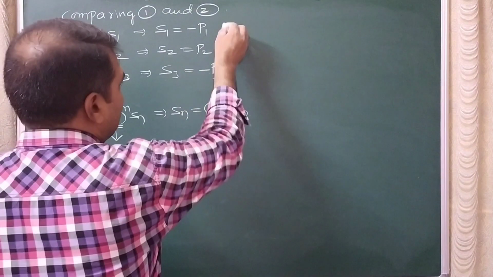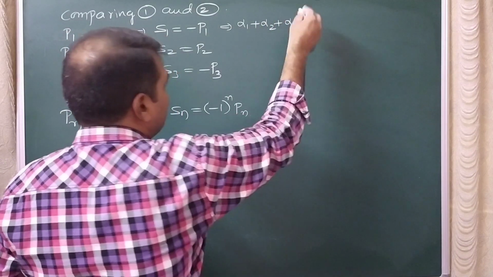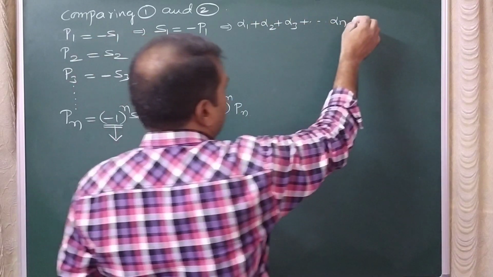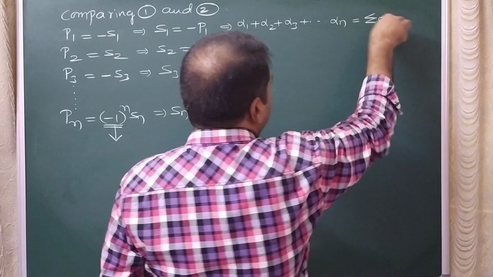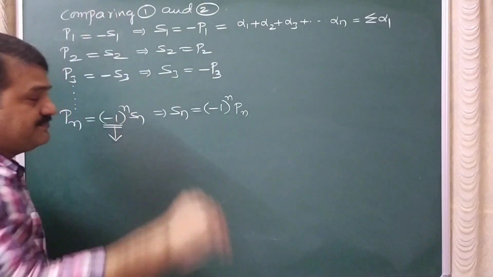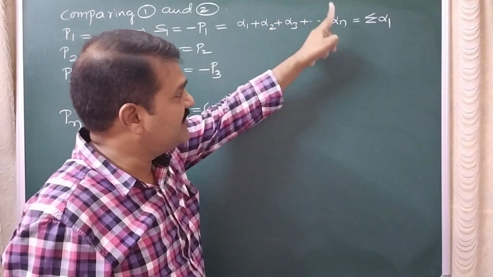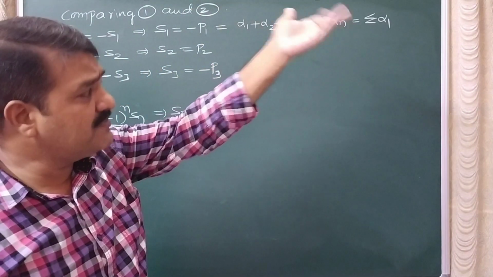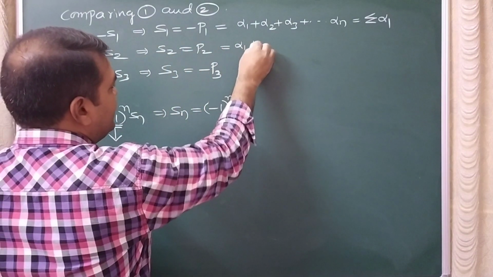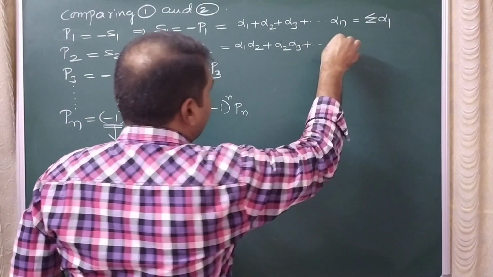So S1 is actually alpha 1 plus alpha 2 plus alpha 3 plus so on up to alpha n, which we can simply write as sigma alpha 1. I will continue like this. S1 is actually alpha 1 plus alpha 2 plus alpha 3 so on up to alpha n, means sum of the roots. Simply we can write sigma alpha 1. And what is S2? S2 means sum of the products of the roots taken 2 at a time.